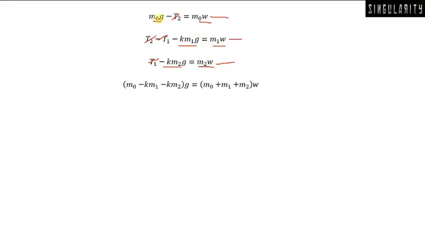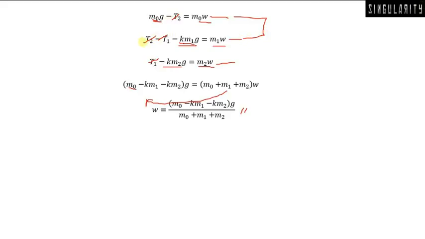If we take g common on the left hand side, we get M0 minus k times M1 minus k times M2, times g. On the right hand side, if we take W common, we get M0 plus M1 plus M2 times W. Now we simply divide this expression by this and we get the expression for W, which is this, call it equation 4.